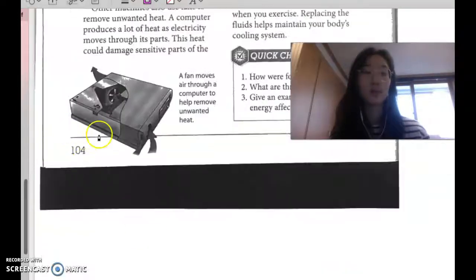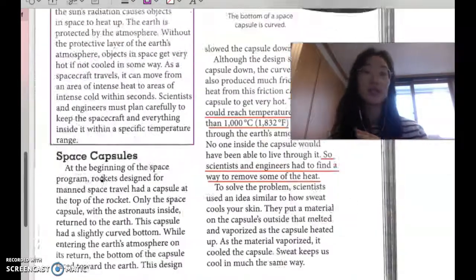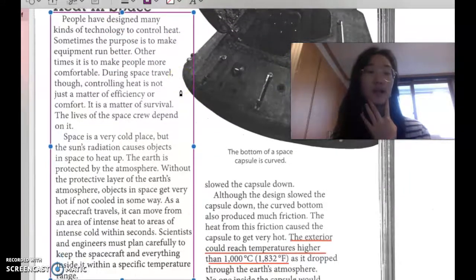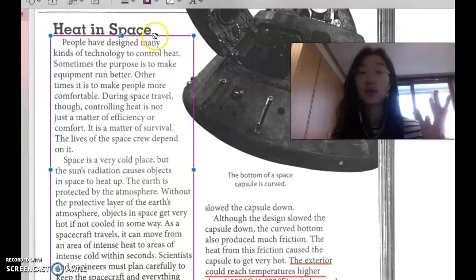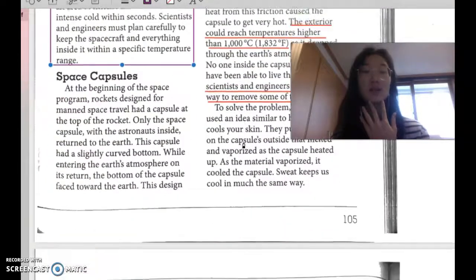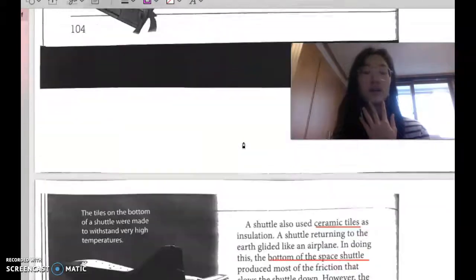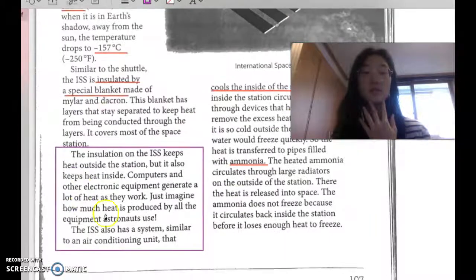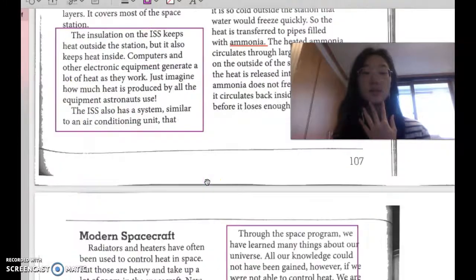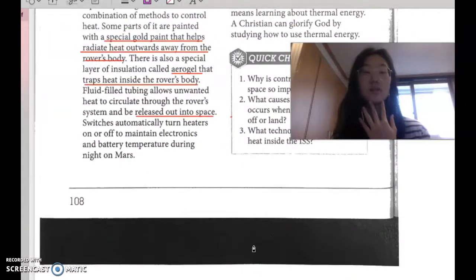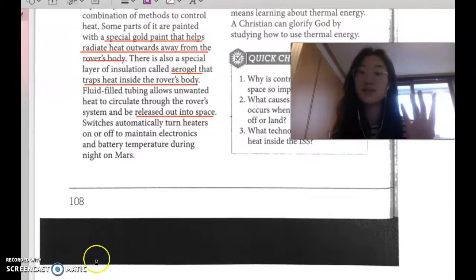Don't forget to skip 104 because that's the wrong order. So it starts here. And if you want to pause, I also put purple boxes around where you can really find the answers. That's 105, 106, 107, and 108. Okay, so go ahead and pause and do your best.